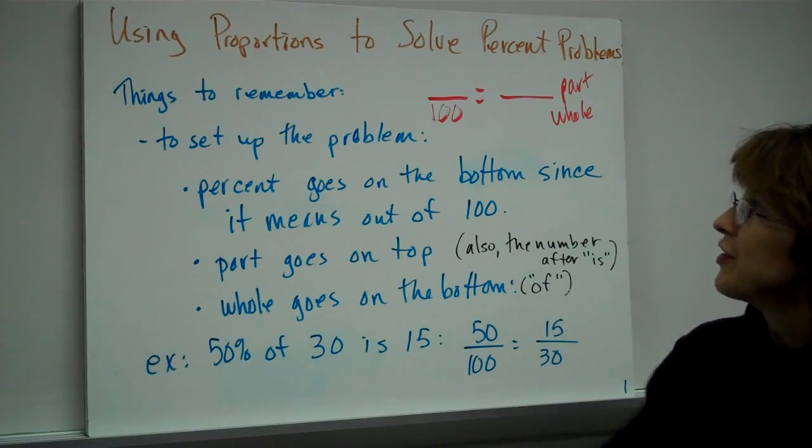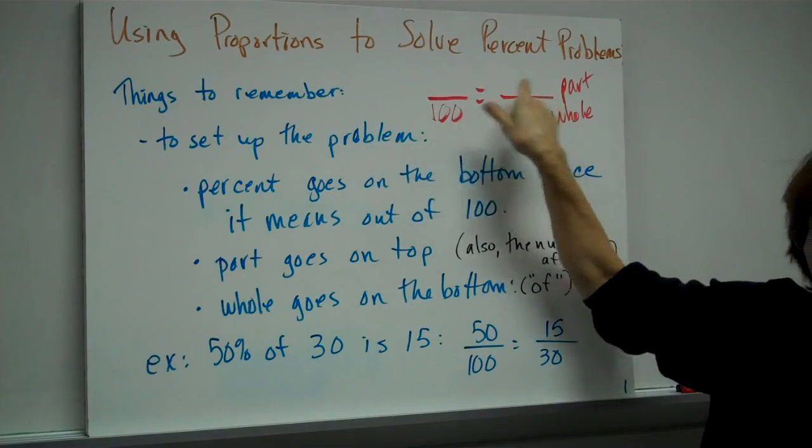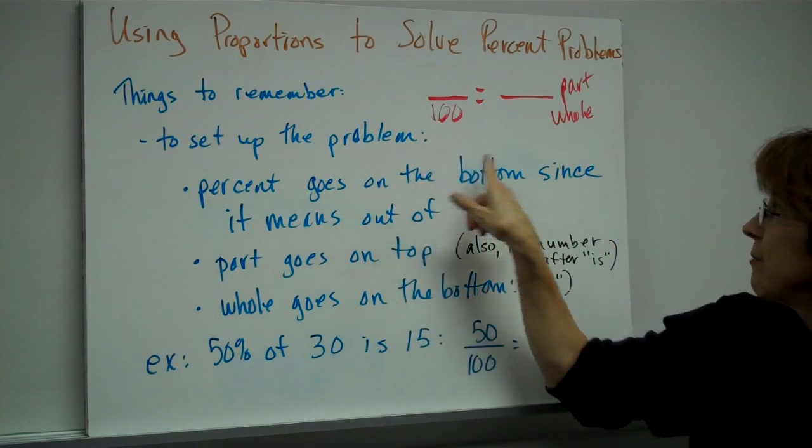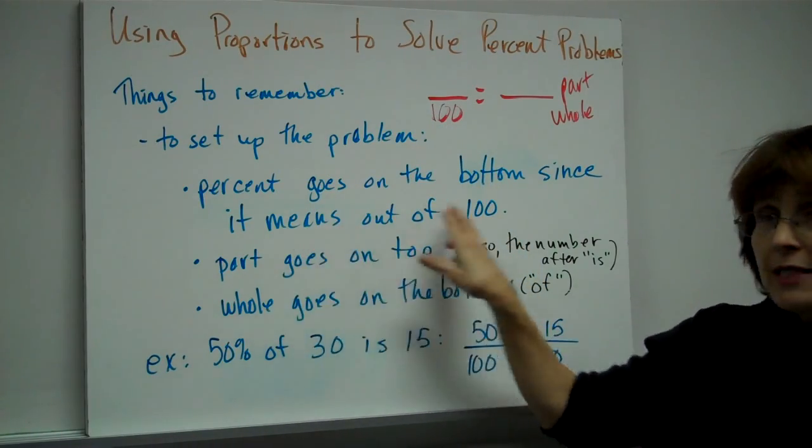Problems. All right, a couple things you need to remember. To set up the problem, remember we're going to do the skeleton for the proportion, and percent means the hundred. So whatever the hundred is, that goes on the bottom because it means out of 100.